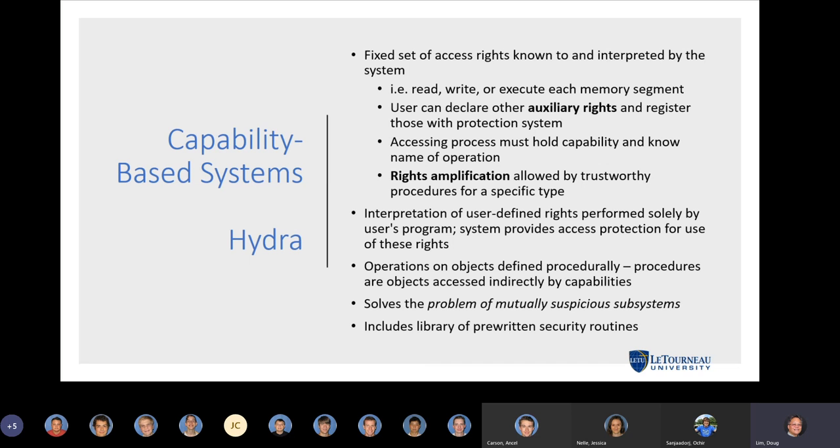Examples discussed in your text regarding capability-based systems include Hydra. Again, we won't go too much into this, but one particular thing of note is that it solves the problem of mutually suspicious subsystems, which is that you trust everything within your subsystem, but you are suspicious of everything outside of your subsystem. This was the scheme used in Hydra in order to provide this nature to the security.